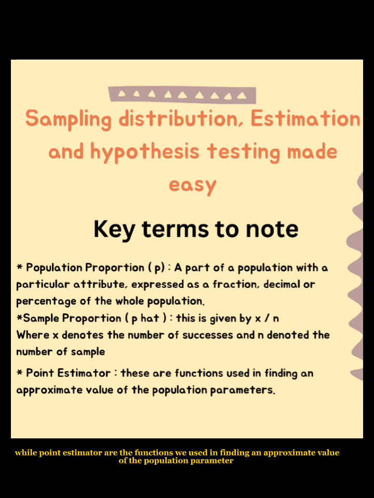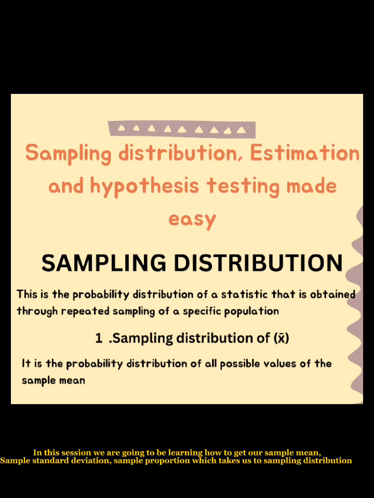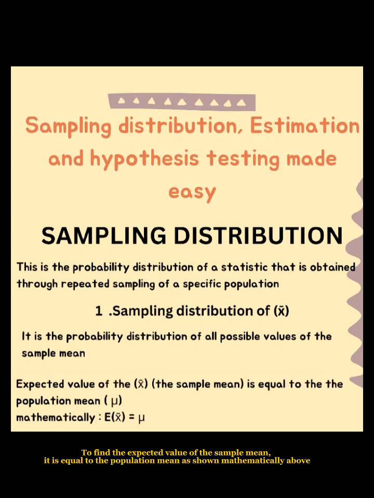While point estimators are the functions we use in finding an approximate value of the population parameter, in this session we are going to be learning how to get our sample mean, sample standard deviation, and sample proportion, which takes us to sampling distribution. It is the probability distribution of a statistic that is obtained through repeated sampling of specific parts of the population. Let's move on to the sampling distribution of the sample mean. It is the probability distribution of all the possible values of the sample mean. The expected value of the sample mean is equal to the population mean, as shown mathematically above.